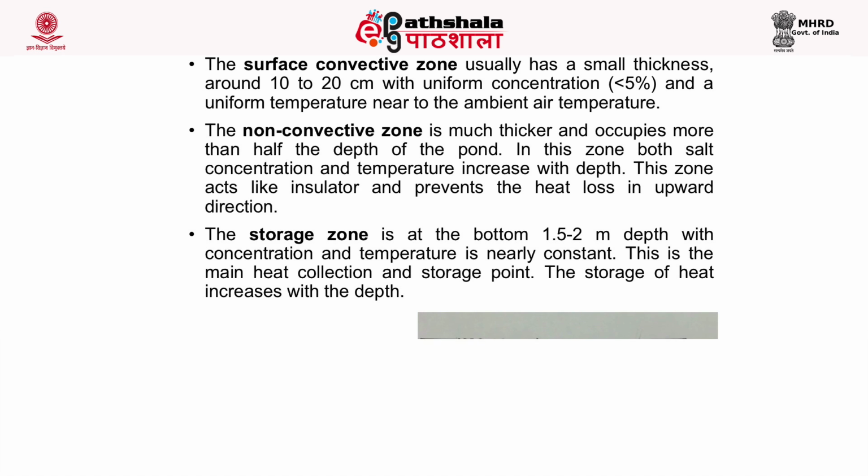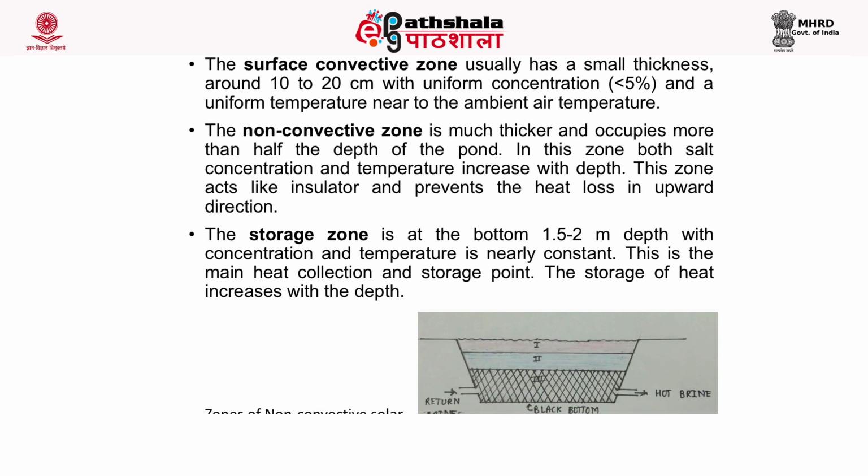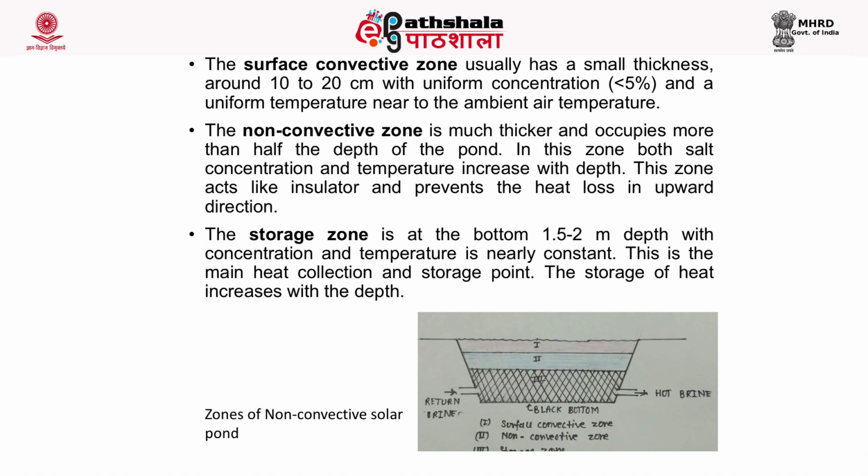You can see in this figure 1, 2, 3. The 1 is the surface convective zone, 2 is the non-convective zone and the third one is the storage convective zone. You can see the thickness increases from the first to the third zone. The non-convective zone is much thicker and it occupies more than half the depth of the pond. In this zone, both the salt concentration and temperature increase with depth. This zone acts like an insulator and prevents heat loss in the upward direction.